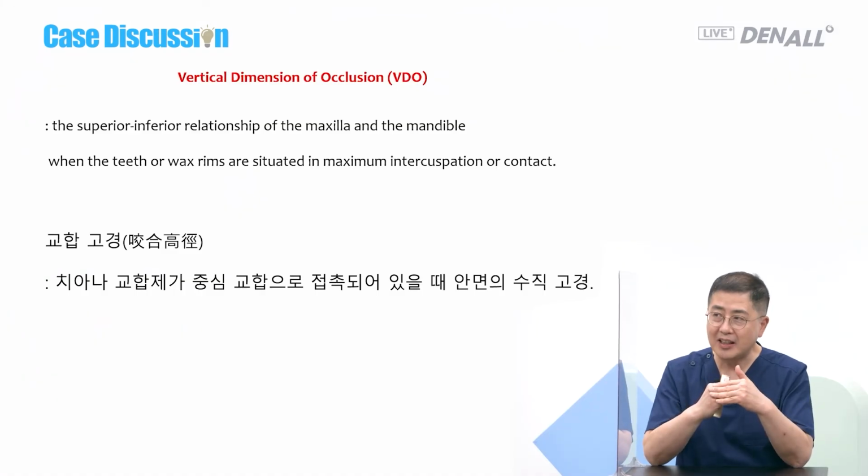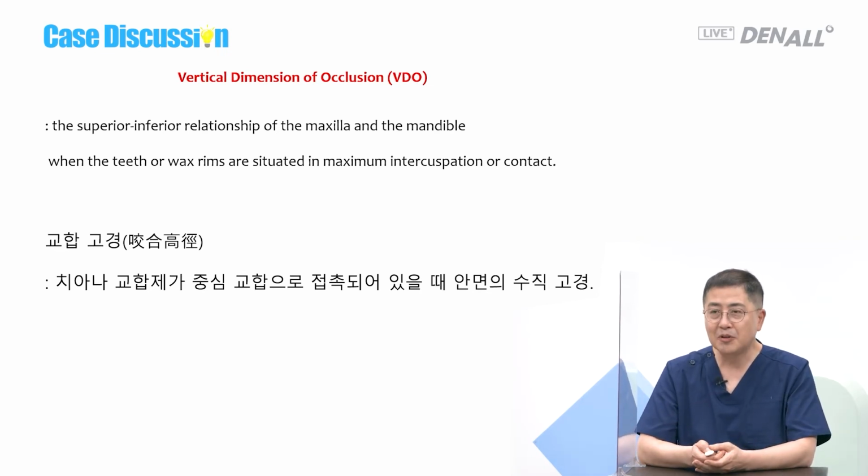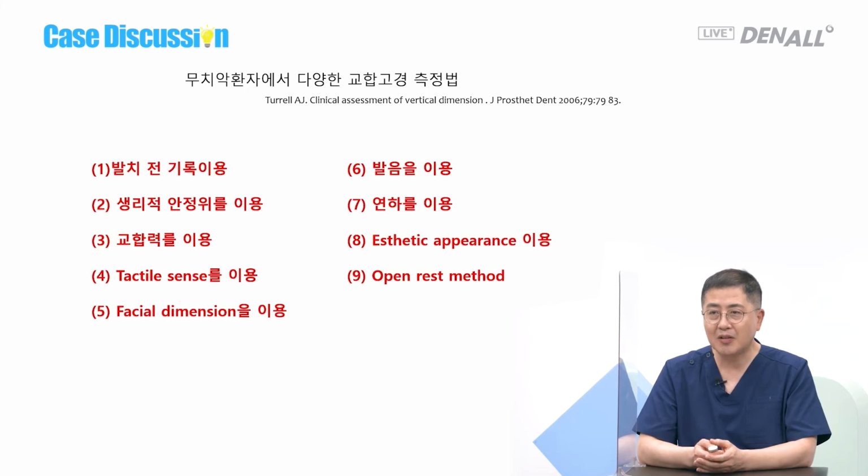Let's talk about the second option, focusing on prosthodontic treatment. The patient's vertical dimension is lowered. The vertical dimension of occlusion means when the teeth or wax rims are situated in maximum intercuspation or contact, when VDO is reduced. To recover that, according to a textbook, various methods can be used to determine the vertical dimension.